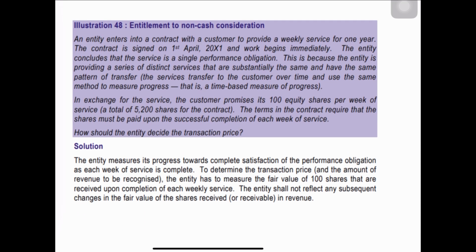Okay, so please go through illustration 48, entitlement to non-cash consideration. So here the entity measures its progress towards complete satisfaction of the performance obligation as each week of service is complete. So to determine the transaction price, the entity has to measure the fair value of 100 shares that are received upon completion of each weekly service. The entity shall not reflect any subsequent changes in the fair value of the shares received. So whatever the fair value at the time of completion of services will be recognized as revenue, and no changes are to be made to the value of shares subsequently.